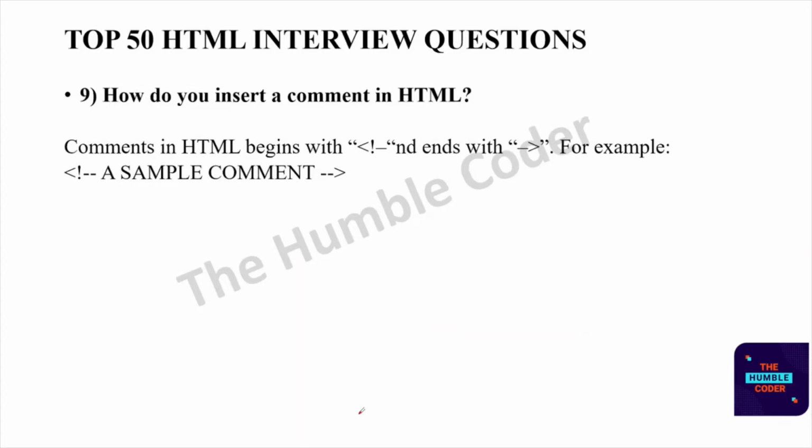How do you insert a comment in HTML? A comment in HTML begins with an exclamation mark and ends with a dash tag. For example, if you want to insert a sample comment, you can see the syntax for how to insert it. We have made use of an angle bracket, then an exclamation mark and two dashes, then the comment that you have to write, and after that you again put two dashes and an angle bracket. So this is how you insert a comment in HTML. Let's move on to the next question now.